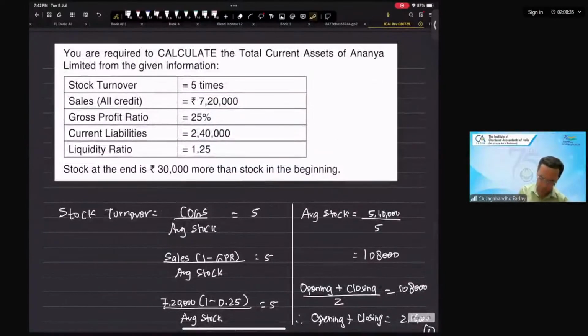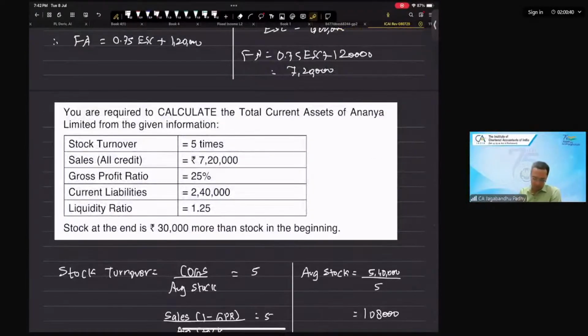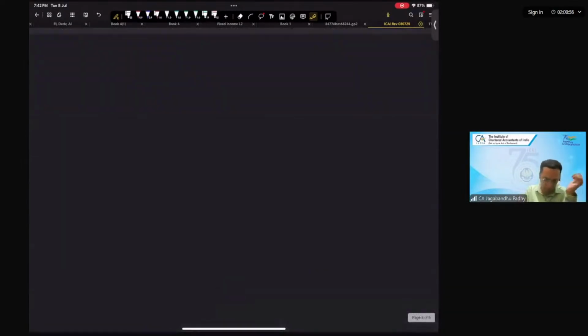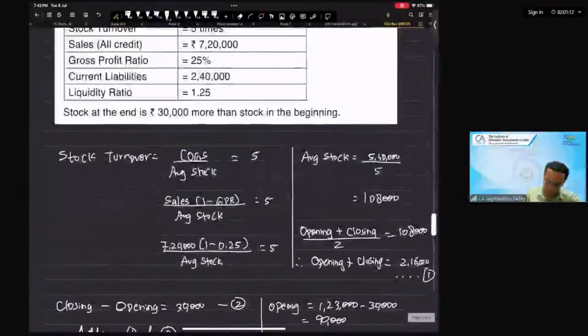Now remember, we need to compute the total current assets. Obviously, we have got the closing stock. Now we need to get the debtors and so on. Total current assets, we need individual items of current assets. Current liability is given as 2.4 and liquidity ratio is 1.25. So let's just calculate the liquid ratio. We know liquid ratio is computed as current asset minus inventory upon current liability.